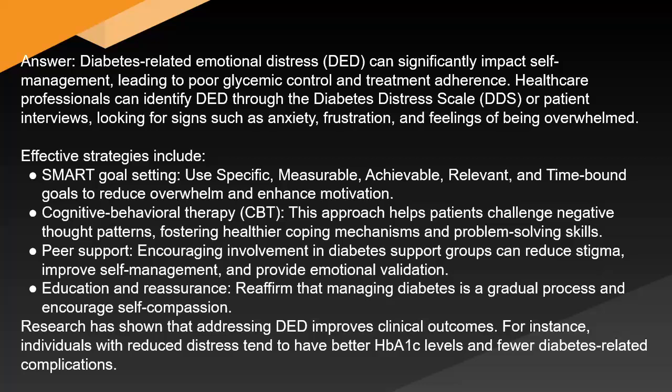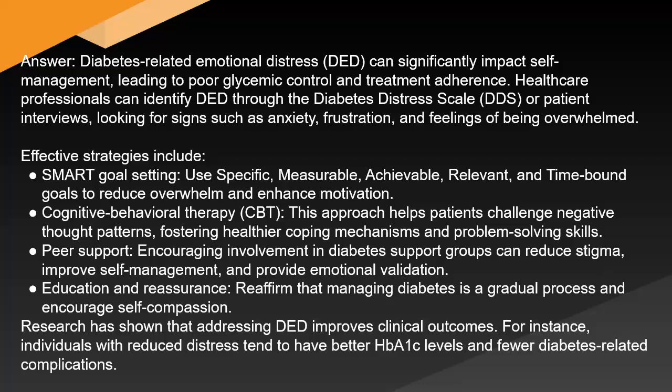Effective strategies include SMART goal setting. Use specific, measurable, achievable, relevant, and time-bound goals to reduce overwhelm and enhance motivation. Cognitive behavioral therapy (CBT). This approach helps patients challenge negative thought patterns, fostering healthier coping mechanisms and problem-solving skills. Peer support. Encouraging involvement in diabetes support groups can reduce stigma, improve self-management, and provide emotional validation, education, and reassurance. Reaffirm that managing diabetes is a gradual process and encourage self-compassion.